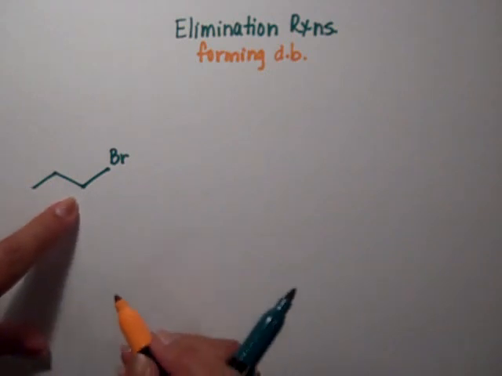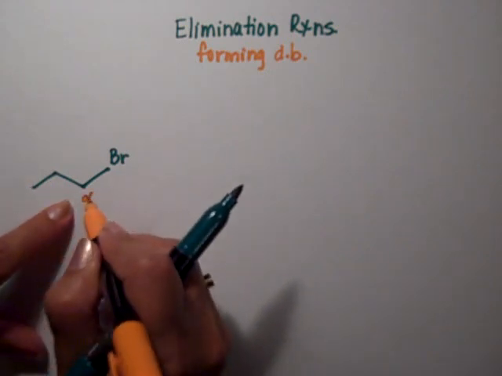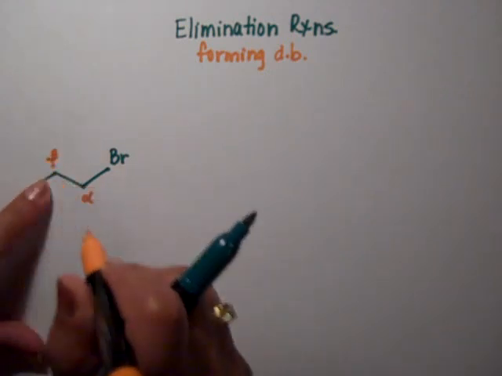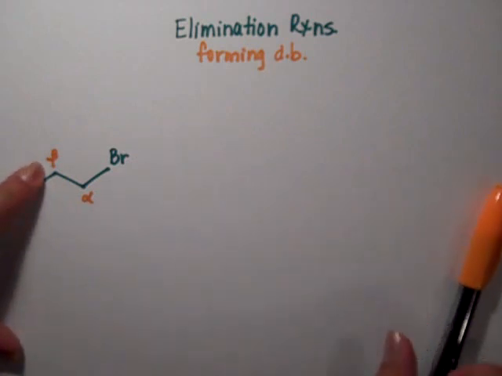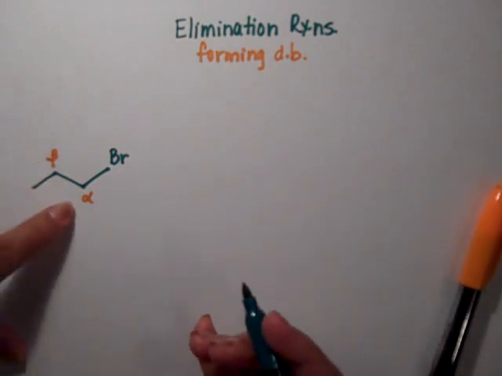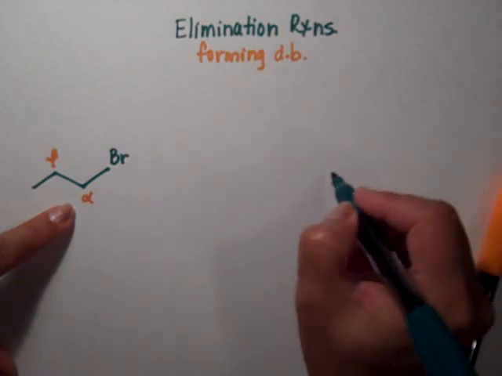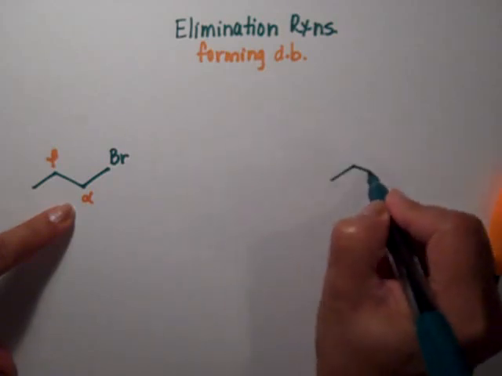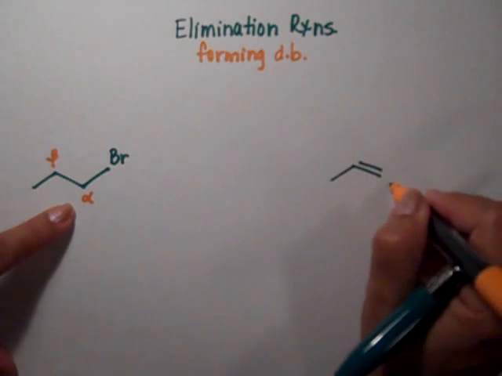If you start with an alkyl halide, I need you to mark the alpha carbon. And attached to the alpha, you're going to find the beta carbon. And it's important because the double bond that we're going to be forming is going to be between the alpha and the beta carbon.